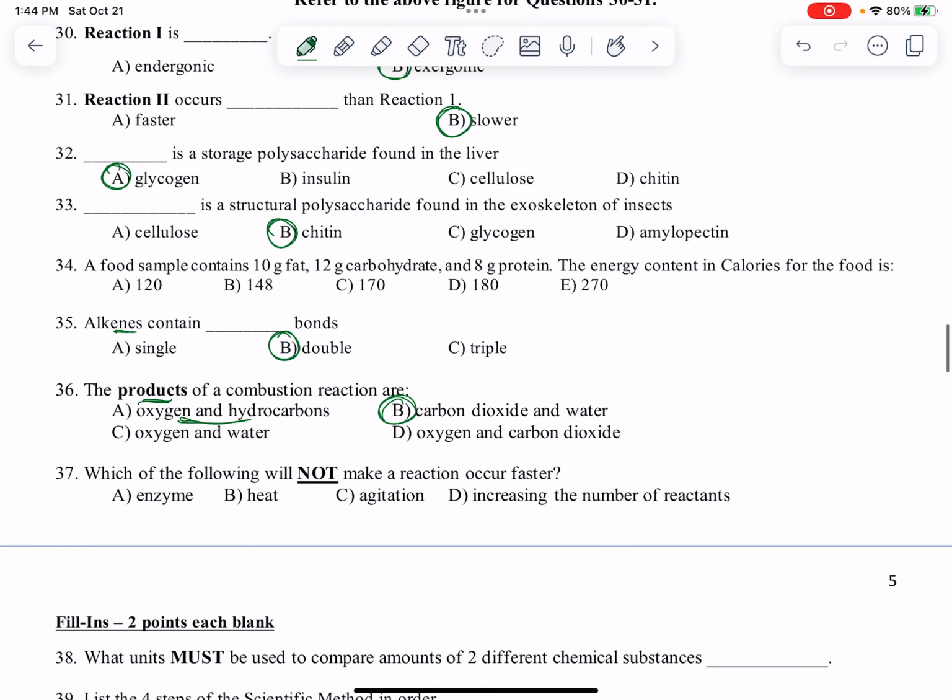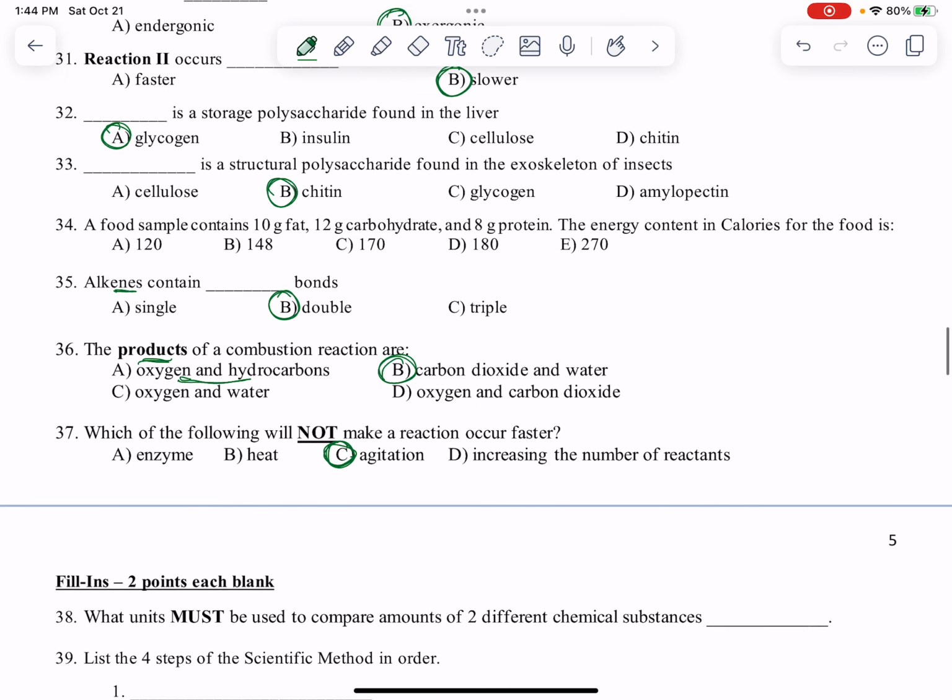And which of the following will not make a reaction go faster? The only one of those that will not make the reaction go faster is agitation. Enzymes, that's their purpose. Heat will make reactions go faster. If you increase the number of reactants, it goes faster.